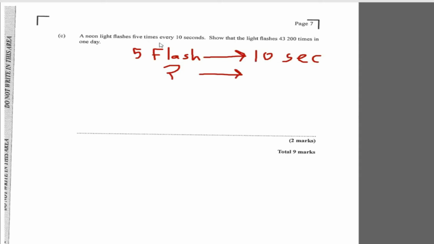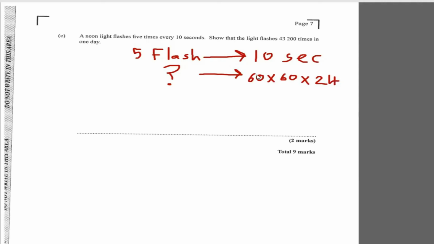Now, how are we going to determine how many seconds make 1 day? First and foremost, we know 60 seconds make a minute. And then 60 minutes make an hour. So 60 times 60, that's 3,600 seconds to make an hour. And then we times that by 24. This will give us the amount of seconds in a day.